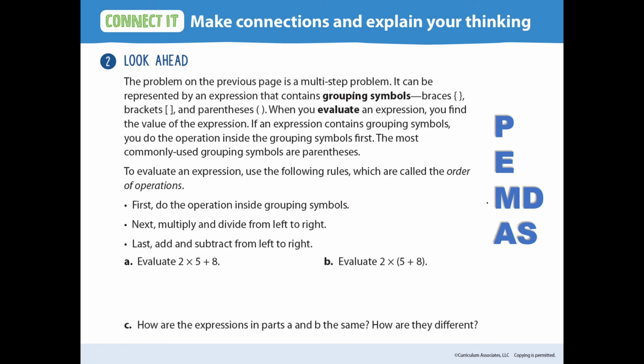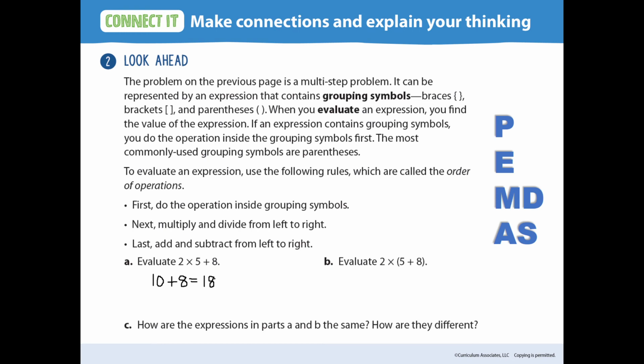So let's evaluate 2 times 5 plus 8. If I'm looking at my order of operations here, we have a multiply here, and we have add here. And multiply comes before adding. So we would multiply 2 times 5 to get 10. And then we would add the 8 to get 18.